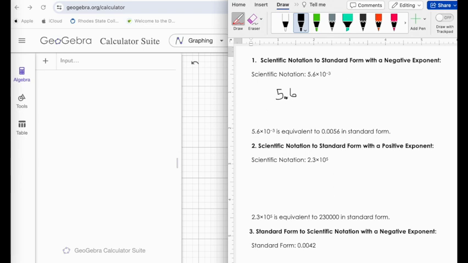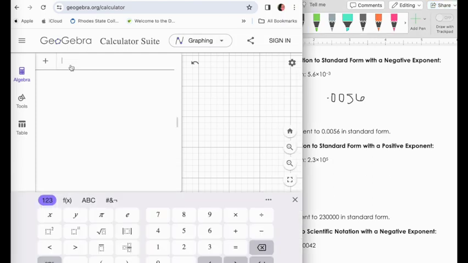So this is the starting place. I'm going to move it over 1, 2, 3. Here's where my decimal place goes. And then because I have blanks here, I have to fill in zeros. So 5.6 times 10 to the -3rd is 0.0056.